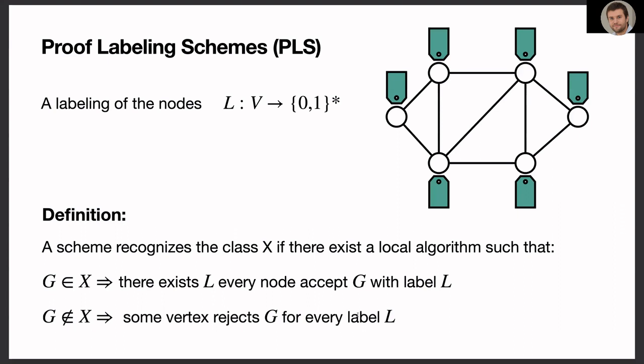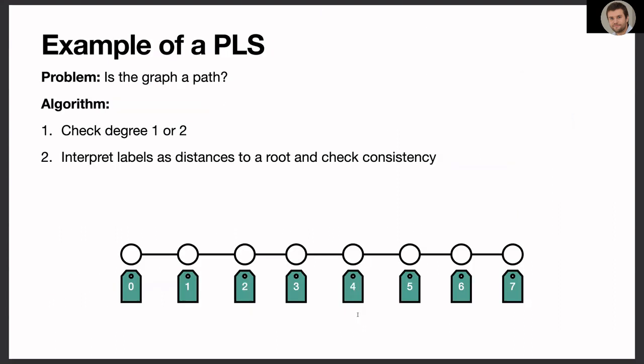So I think that many of you already know this model, but I will just give a simple example to fix the idea. Suppose that we want to check if the graph is a path. The labels are like a distance to a root, simply, and then the algorithm is just to check if the degree is 1 or 2 and interpret the labels as a distance to the root and check the consistency. So they have to have a neighbor that is closer to the root and one that is farther from the root. So in this case, everyone will accept.